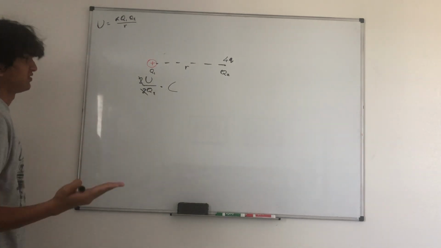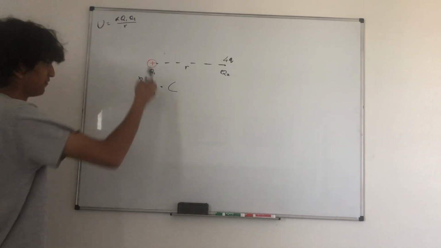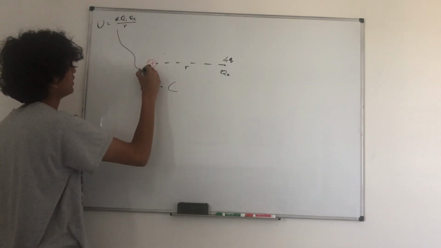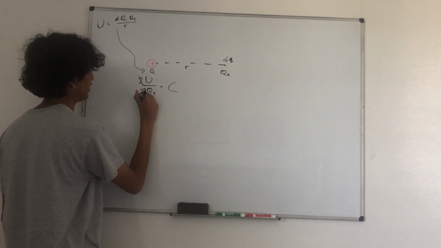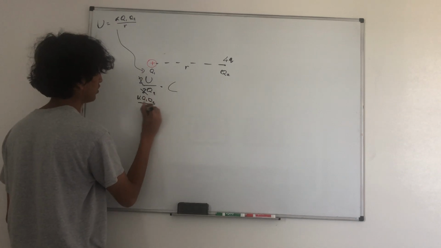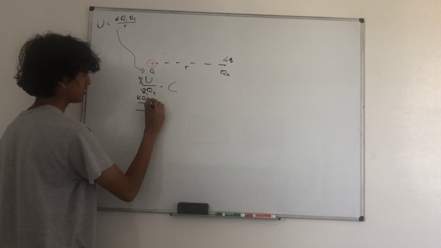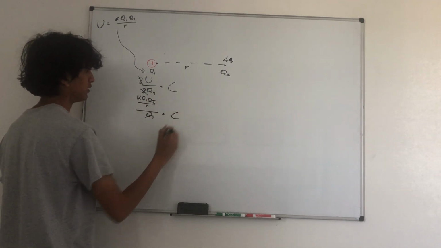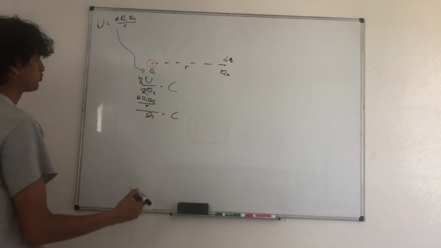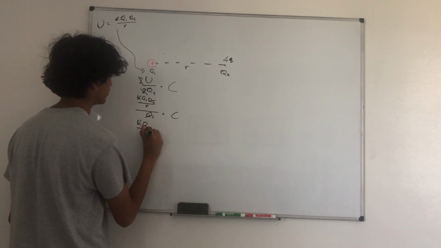Well, what is this constant? What is this constant equal to? If we just plug in this equation right here, you get K Q1 Q2 over R, over, because this is still U, over Q2. The Q2 cancels out. And that makes sense, right? Because 2 times Q2, 2 times Q2 here, it balances out. So we're just left with K Q1 over R.